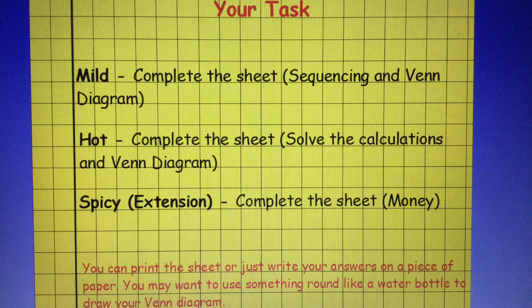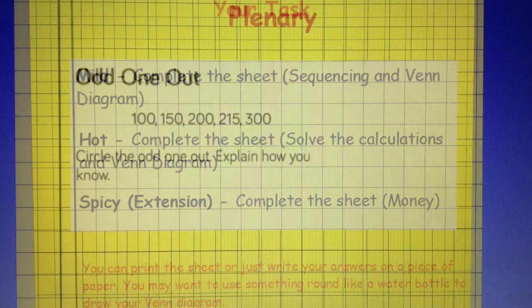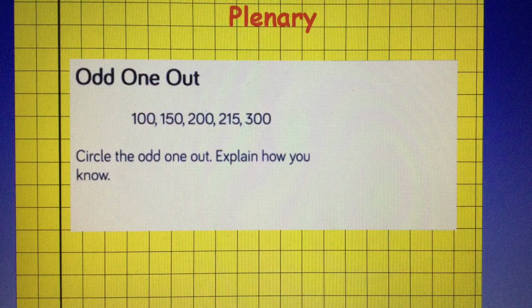You can print the sheet or just write your answers on a piece of paper. You may want to use something round like a water bottle to draw your Venn diagram. Your plenary today is odd one out. Which one is the odd one out? Can you explain how you know?